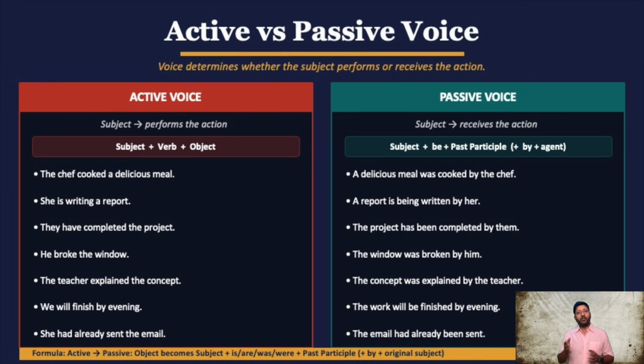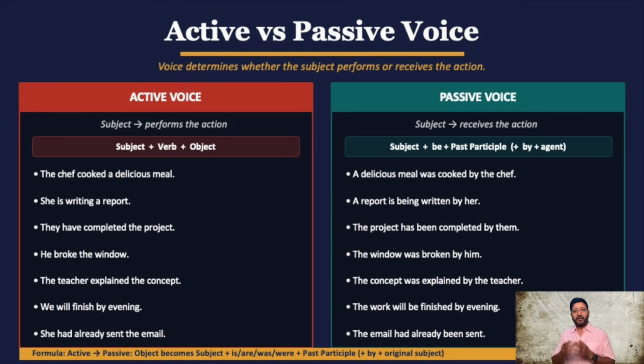A delicious meal was cooked by the chef. Here, the subject receives the action. The subject plus be plus past participle. Take another example. He broke the window. The subject is performing an action. The window was broken by him. The subject is receiving the action. Another one, she has already sent the email. The subject is performing the action. The email had already been sent in passive voice.